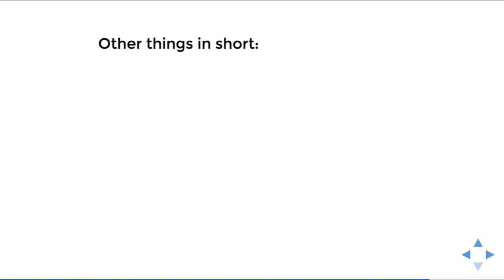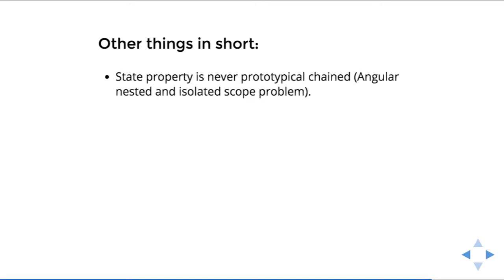There's not much time to talk deeply about the other things in the project that struggled me for months, but I wanted to share some information shortly. The state property is never prototypically chained. What does it mean? If you work with Angular, you sometimes hit the wall when scopes are prototyped, and you may think you changed some property, but it is not that property. It's a property from your parent or from your child. There are plenty of articles on the web about this problem. There is no such thing in this library.